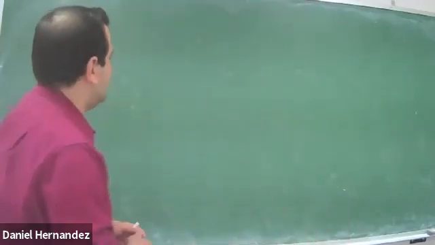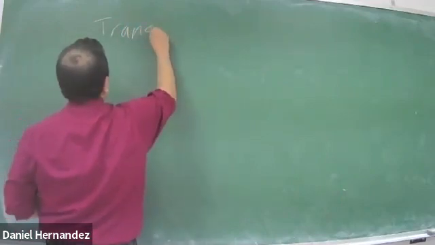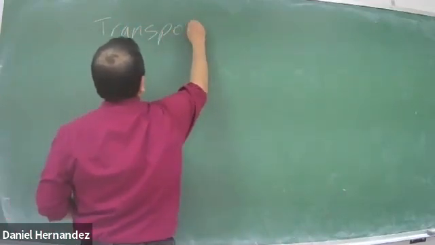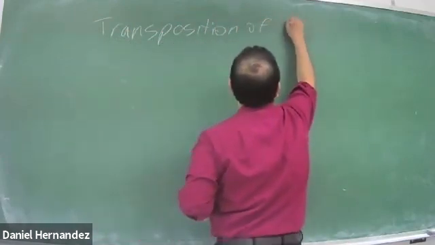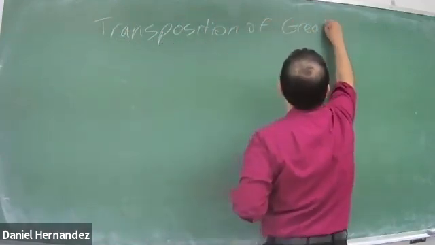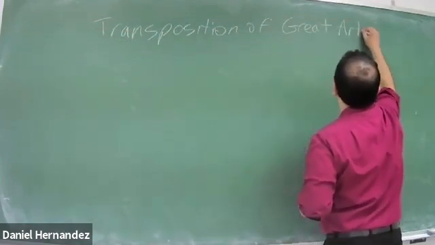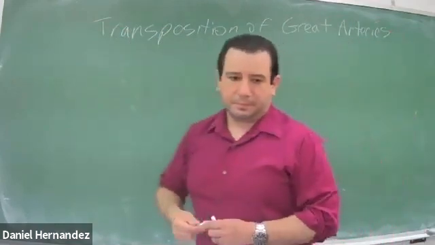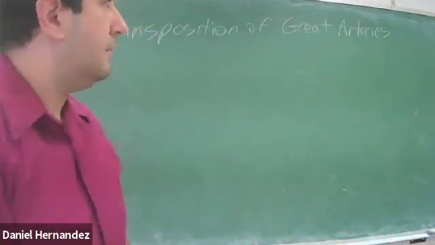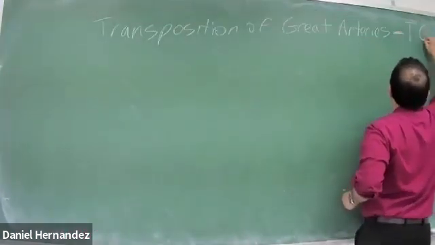Now I just want to pick up where I left off, which was transposition of the great arteries. This can also be called TGA.